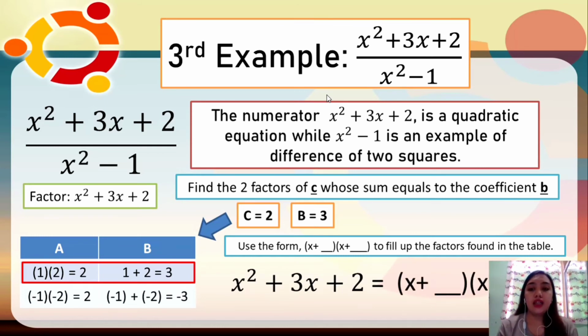So, ano yung unang lalagay natin sa blank? 1 and also 2. Pwedeng mauna si 2, pwedeng mauna si 1. Okay? So, pwede natin silang pagbaliktarin, kasi pares naman po silang positive. Pero kung yung isa ay negative at yung isa positive, we cannot replace the order. Hindi po natin pwedeng pagpalitin ng pwesto. So the factored form of x squared plus 3x plus 2 is x plus 1 multiplied by x plus 2.